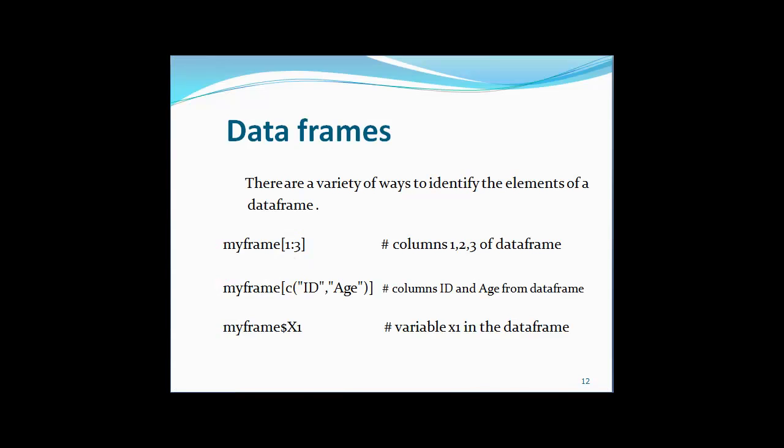Okay, now how to identify the elements of a data frame? There are many ways. First, using the colon operator. Colon operator, 1:3 means 1 2 3. Okay, if I write my frame in the square bracket, I write 1:3, it means first, second and third column of that data frame will be displayed. If I want to display using the names of the columns or rows, use c("ID", "age"). Okay, then columns ID and age will be displayed. Or if I write myframe$x1, then the variable x1 in the data frame will be displayed.